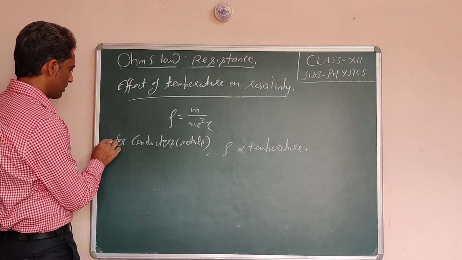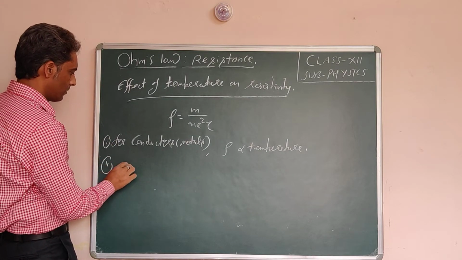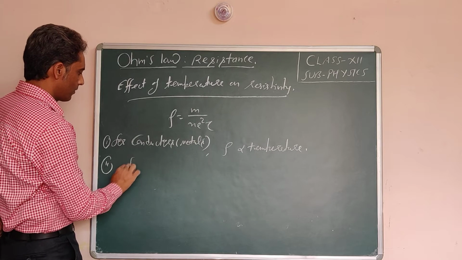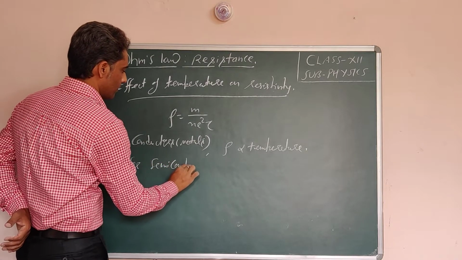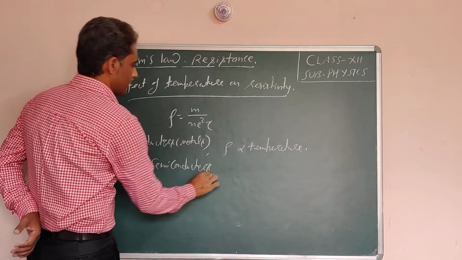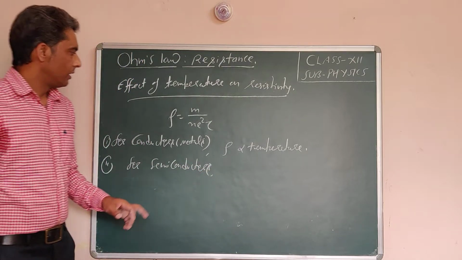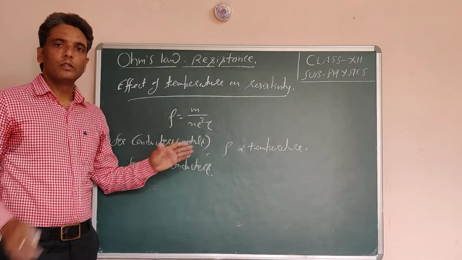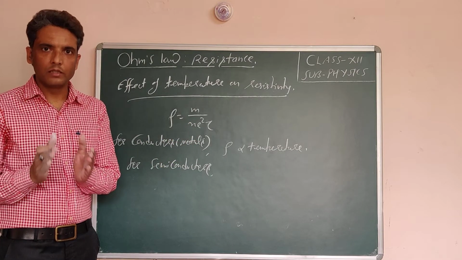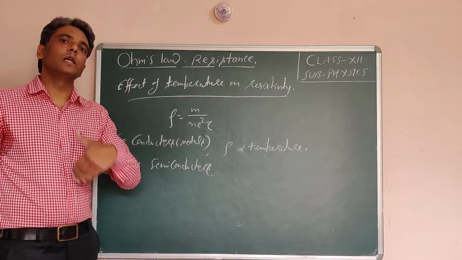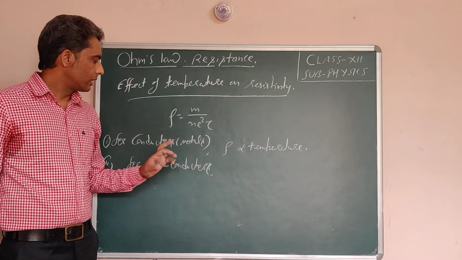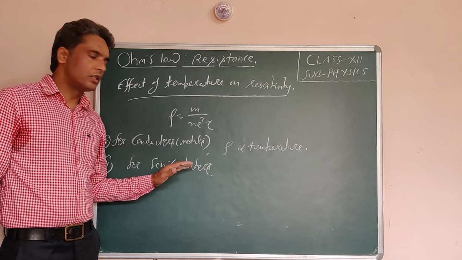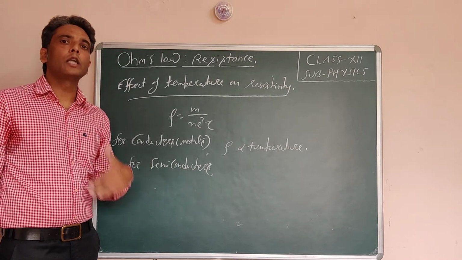Now what about semiconductors? For semiconductors, actually semiconductors behave as insulators at 0 Kelvin, means with the rise in temperature their conductivity increases. So we can say that in case of semiconductors the resistivity decreases with the rise in temperature.